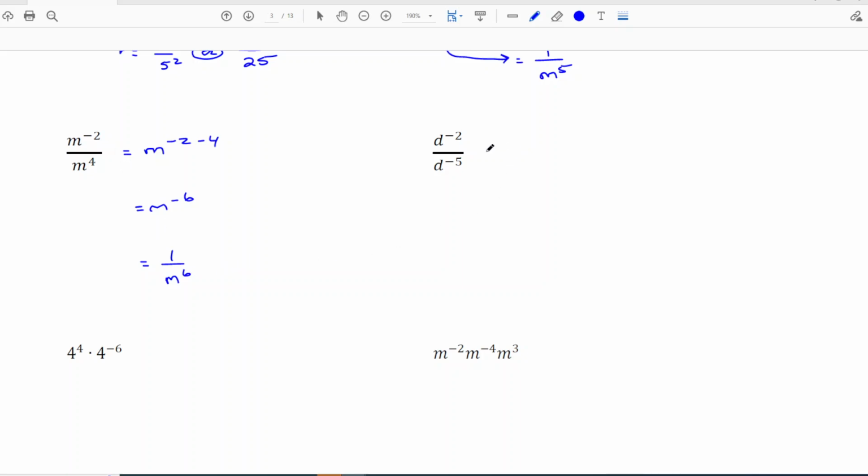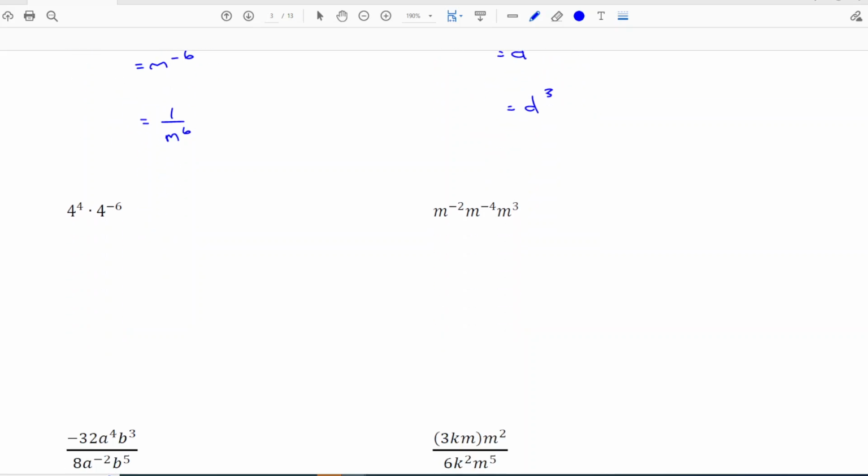Okay, next one. Again, since this is dividing, I'm going to subtract my exponents. That's negative 2 minus negative 5, which is going to give me d to the negative 2 plus 5, which gives me d to the 3. It's an answer with a positive exponent, so I don't have to touch it.